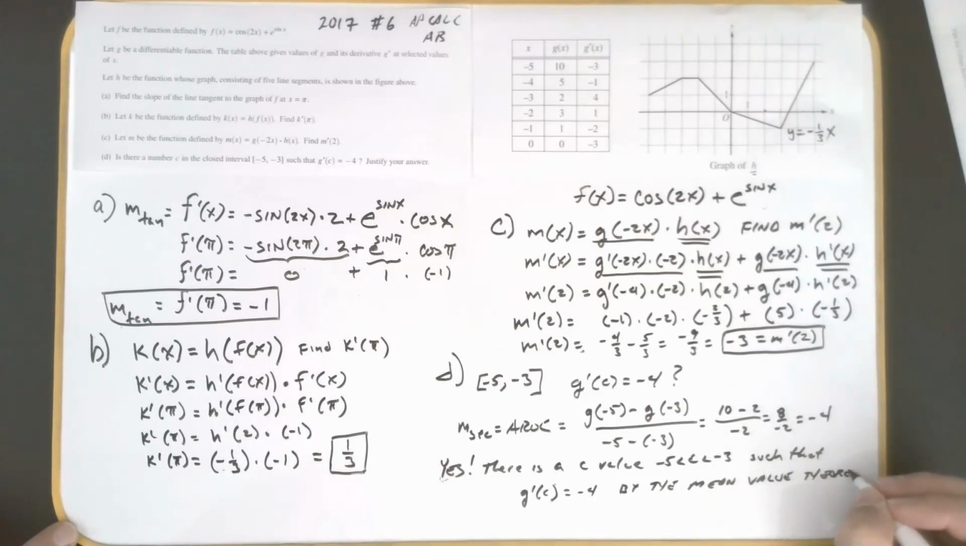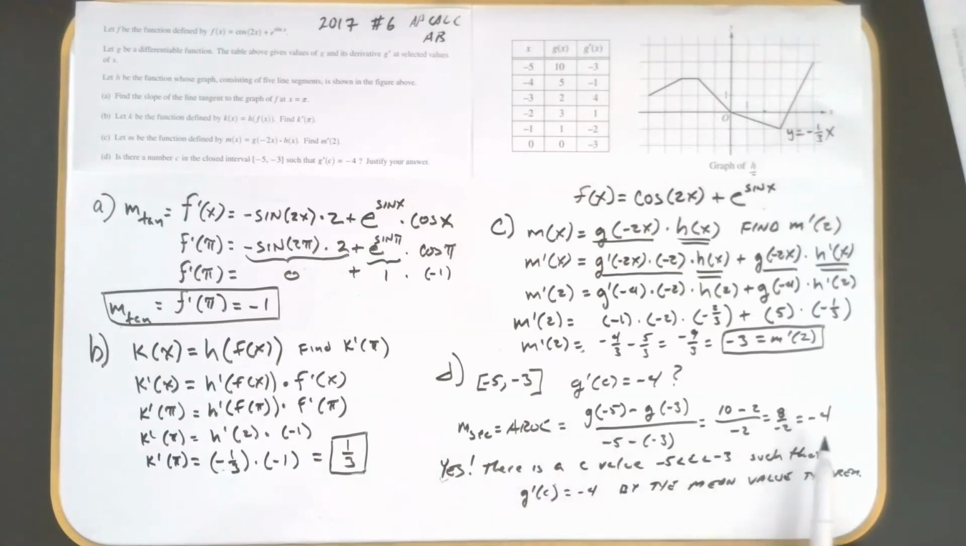And what's also justifying your work here, this is critical that you have this. So you have to show the slope of the secant, or the average rate of change here. That has to be shown. And then your statement. You got -4 here, and there's the question. So yes, there is a c value in the interval such that that is true by the mean value theorem, and it communicates that you know what you're doing. Okay? So again, Function Build 2017 number 6. There it is. See you next time.